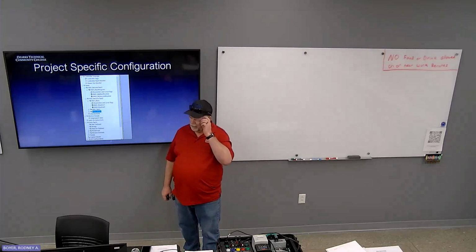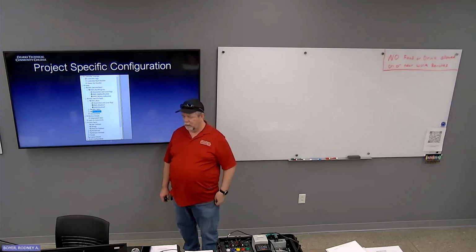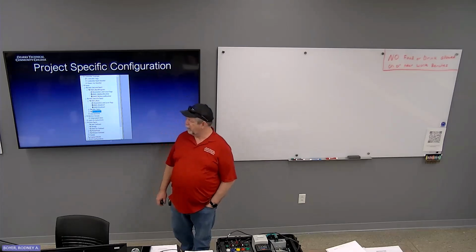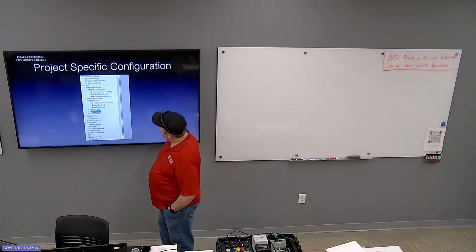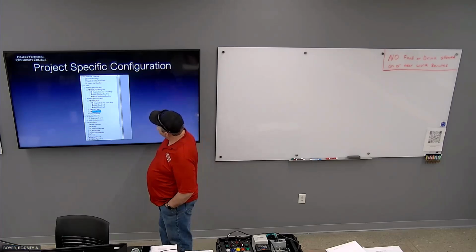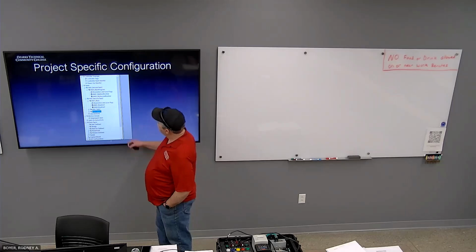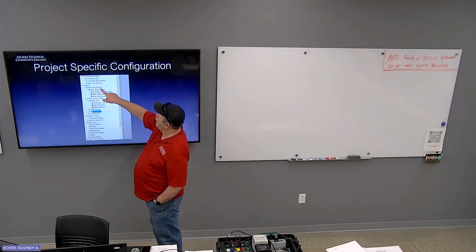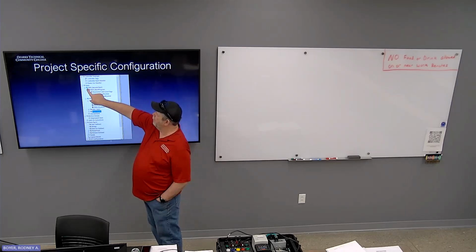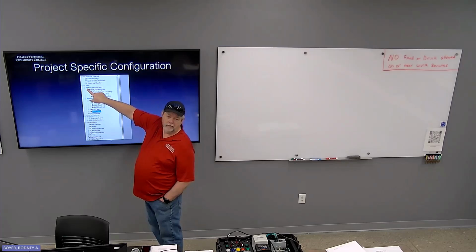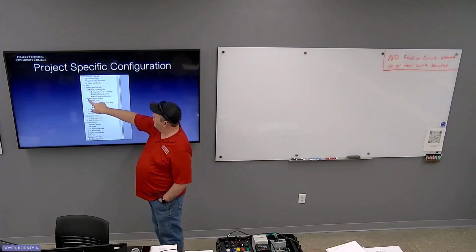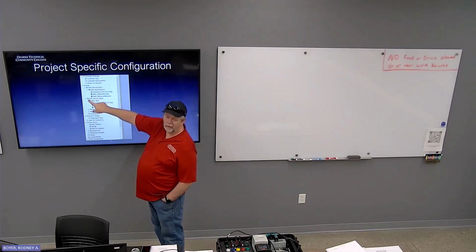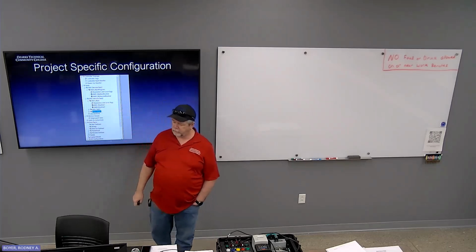This particular project required 2 periodic tasks. Periodic task number 1, see the little clock symbol. I don't know how well you guys can see that. There's a little clock symbol there. That tells you it's periodic. Okay. And then periodic task number 2, same thing. It's got the little clock icon.